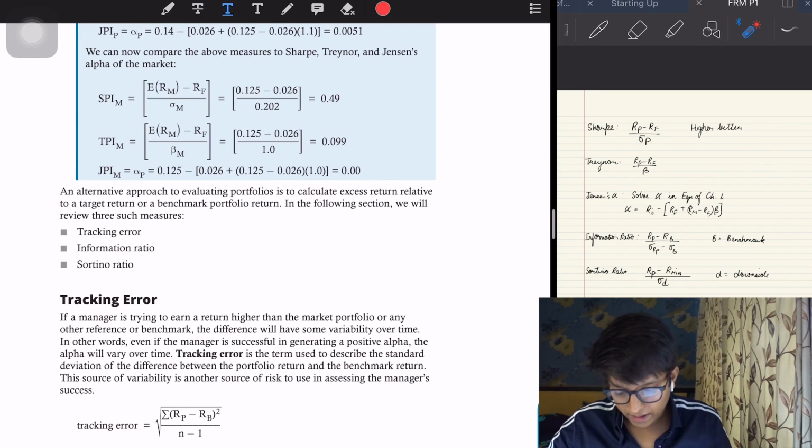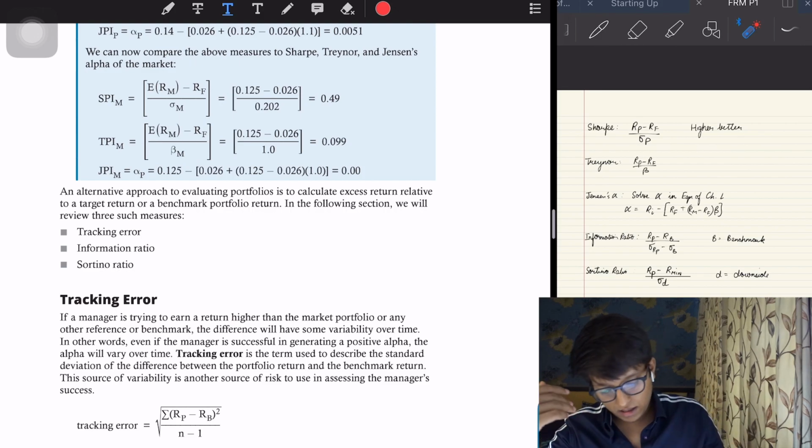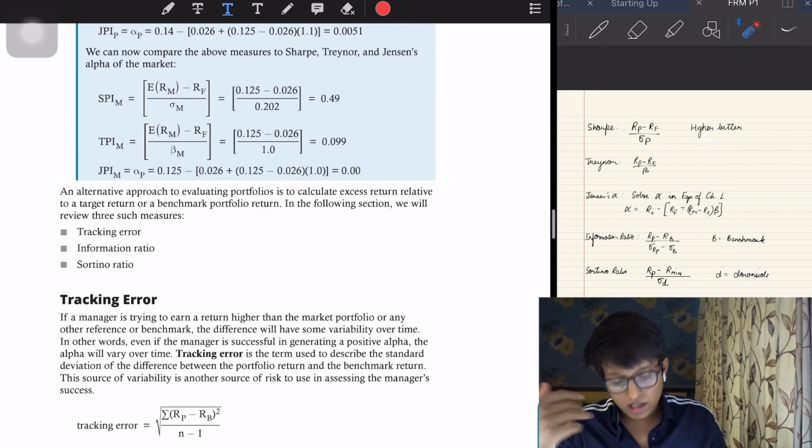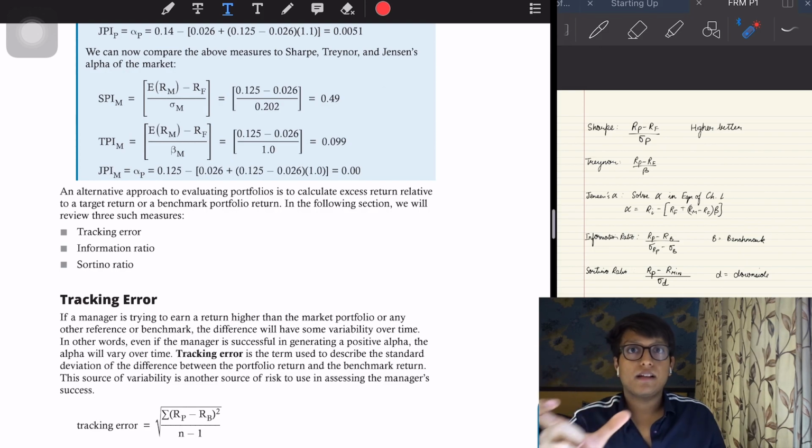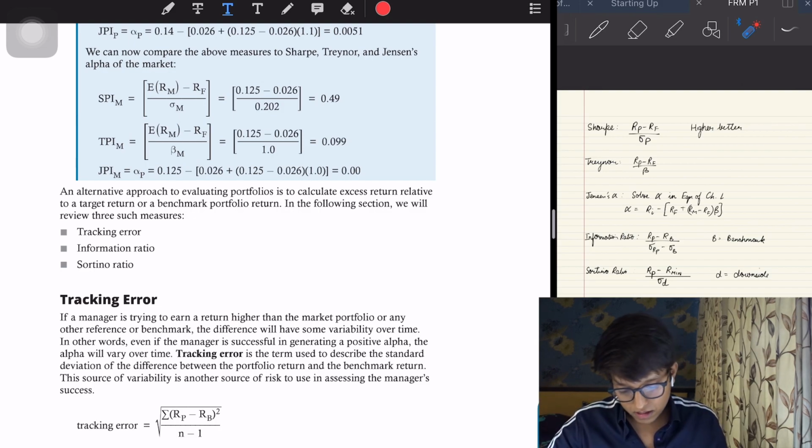Okay, then there's something called tracking error. So if the manager is trying to earn a return higher than the market, then there will be some variability that he will face. So even if he's generating a higher return or higher alpha, there will be an error, and this tracking error is a useful measure in measuring the manager's performance.